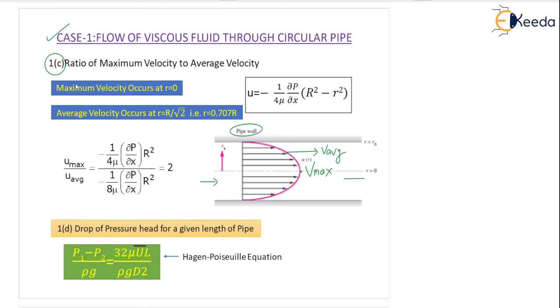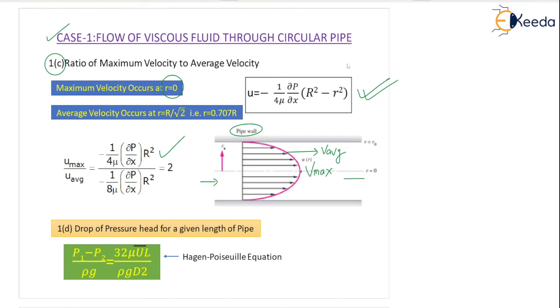Maximum velocity occurs at r equal to 0, no doubt. This is the general formula. How to find the value of maximum velocity? We have the general formula, and wherever you want to find the velocity, you just put the point. Suppose you want to find the velocity at the center. What is the value of r at the center? r equal to 0. Put r equal to 0 and you will get the maximum velocity. The same way we have done it here. U max, if you put r equal to 0, you get minus 1 by 4 mu dou p by dou x R square.